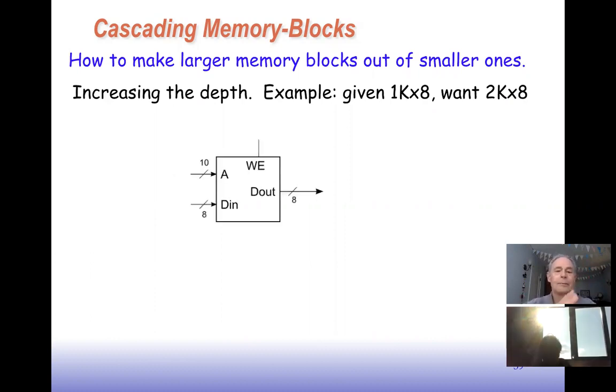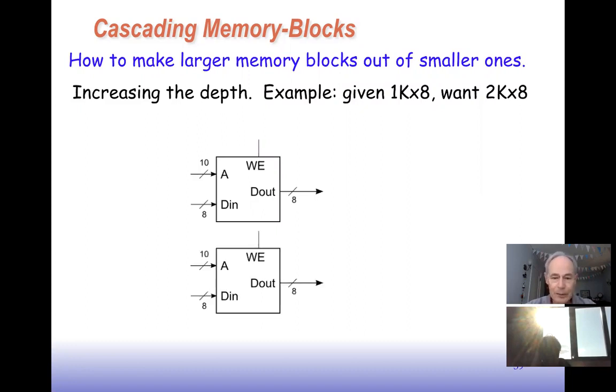Again, here's our memory block, and this memory block can hold 1K, so we need to find a way to hold 2K. Obviously we're going to need another memory block, and the only difference from the previous example is how we're going to connect things up. So there's a memory block. Now, if we're going to go to 2K, we're going to need an extra address line, right? Because 10 bits is only enough to address 1,000 locations.